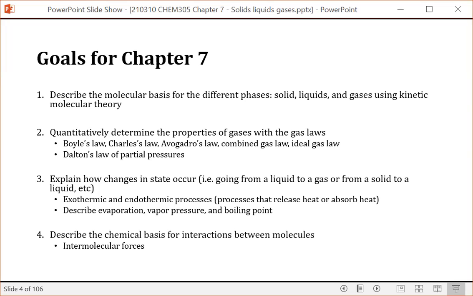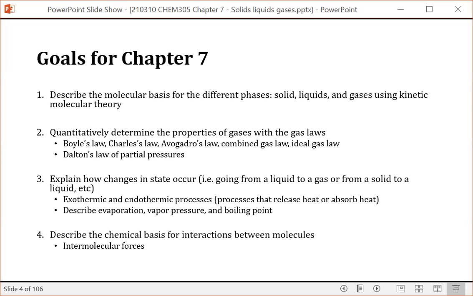And then we want you to be able to describe the basis for the interactions between molecules. And these are what are known as intermolecular forces, the forces that cause whole molecules to be attracted to each other. So we've talked already about chemical bonding in this class. We talked about ionic bonds when electrons are transferred, and covalent bonds when electrons are shared. And so that's how atoms come together to make a bond within a molecule.